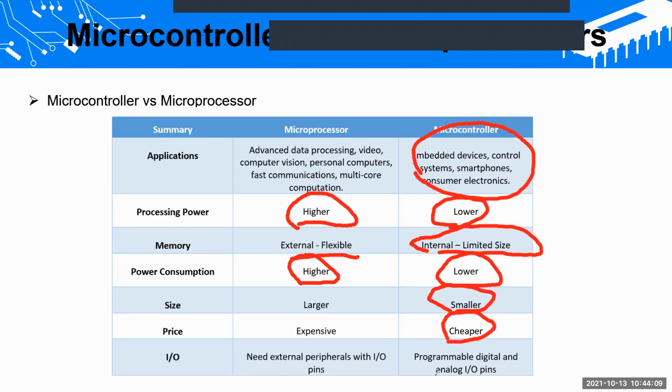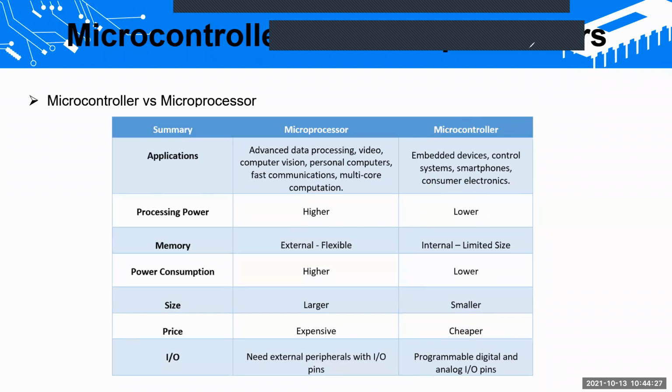Then it has the IO pins. As I said before, it has digital and analog input output pins as well, right? If you consider the microprocessor, you have to add those external peripherals to that microprocessor, right? So this is a very brief comparison between the two, right?